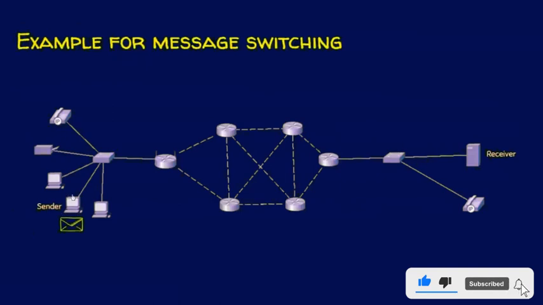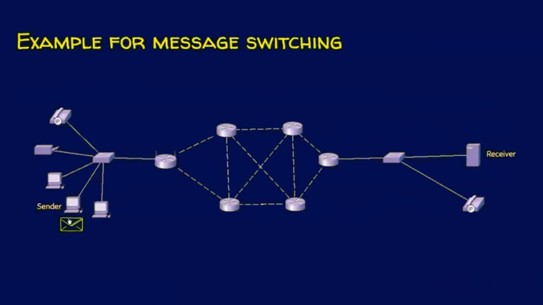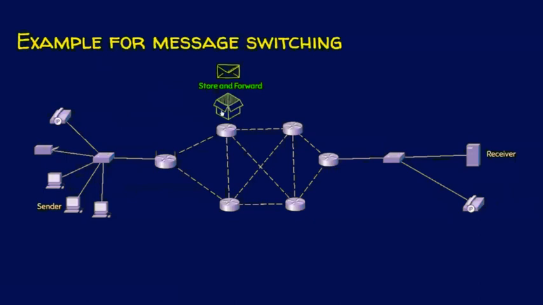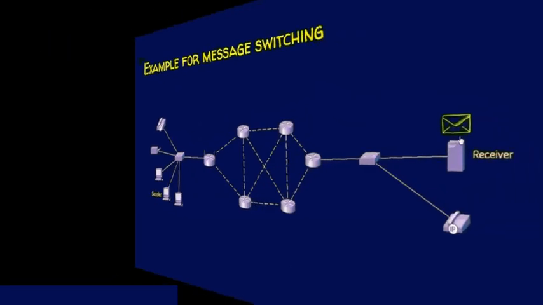Suppose this is the sender and this is the receiver. If the sender wants to send a message, this big message is broken into individual pieces, and finally all the individual pieces are collected and stored here. After getting the complete message, then comes the forward phase. So first it stores all the pieces and then it forwards. So the complete message is stored and then it is forwarded. This is an example of message switching, and if you observe, the message has reached the receiver now.